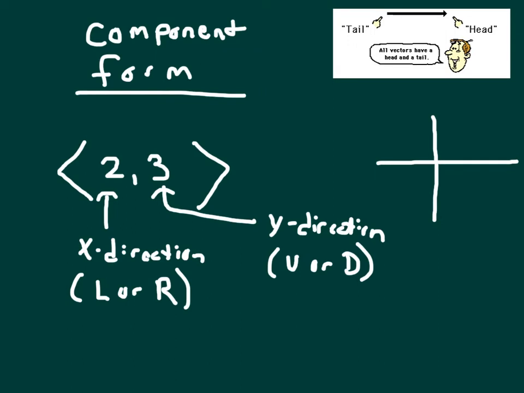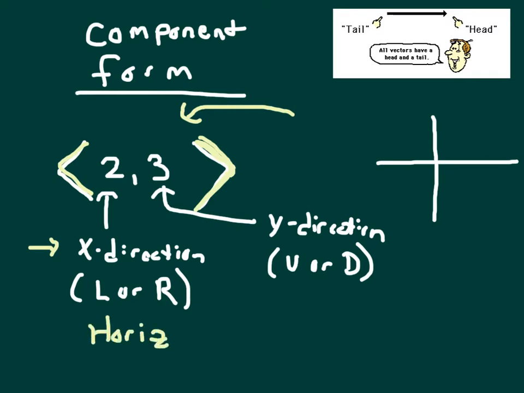Component form kind of looks like an ordered pair, but it's a little different. That's why instead of putting parentheses around these two numbers, you'll put little angle-y brackets. They look like less thans and greater thans, but they're not really that. The first number, just like an ordered pair, tells you how far the vector moved in the x or the horizontal direction. That means left or right. And then the second number is the y direction. That's how far the vector has moved up or down, or vertically.